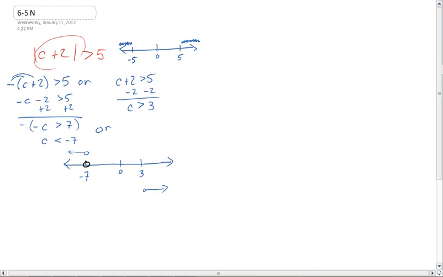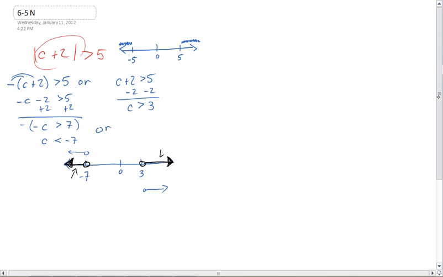So or means I want to include anything that is represented by either of my equations. This one represents everything in that equation. This one represents everything in that equation. And together, these represent all the solutions. So if I choose any numbers over here bigger than 3 or any down here smaller than negative 7, that will work in my equation. It'll get me a number greater than 5.